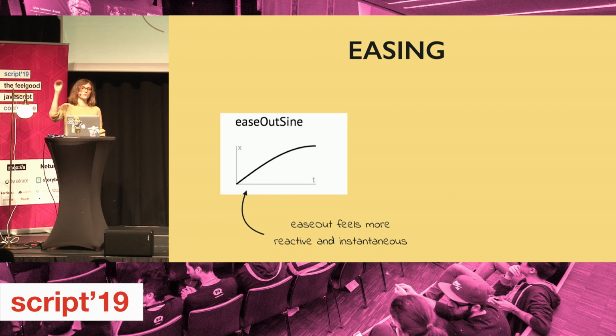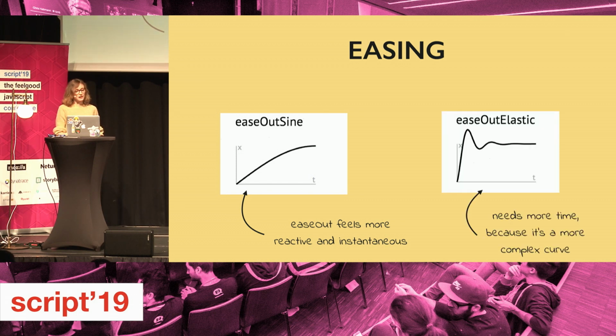In general, ease out, for example ease out sine, feels more reactive and instantaneous because it starts off quick and then slows down. We can see that in the curve: it's quick and then it gets not as steep. And if we have really complex easings, like a bouncing or an elastic easing, we need to give that easing more time. So we need to make it 500 milliseconds instead of 200 milliseconds, because that easing is quite complex and takes longer to process.